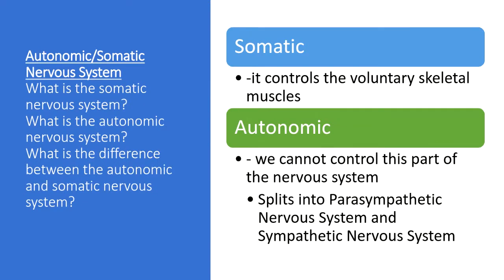Then we have the somatic system. So what is the somatic nervous system? What is the autonomic nervous system? And what is the difference between them? The somatic nervous system is the one that we can control. Okay? So skeletal muscles, that's the somatic. The autonomic is the one that we cannot control, and this is the one that splits into the parasympathetic and the sympathetic.